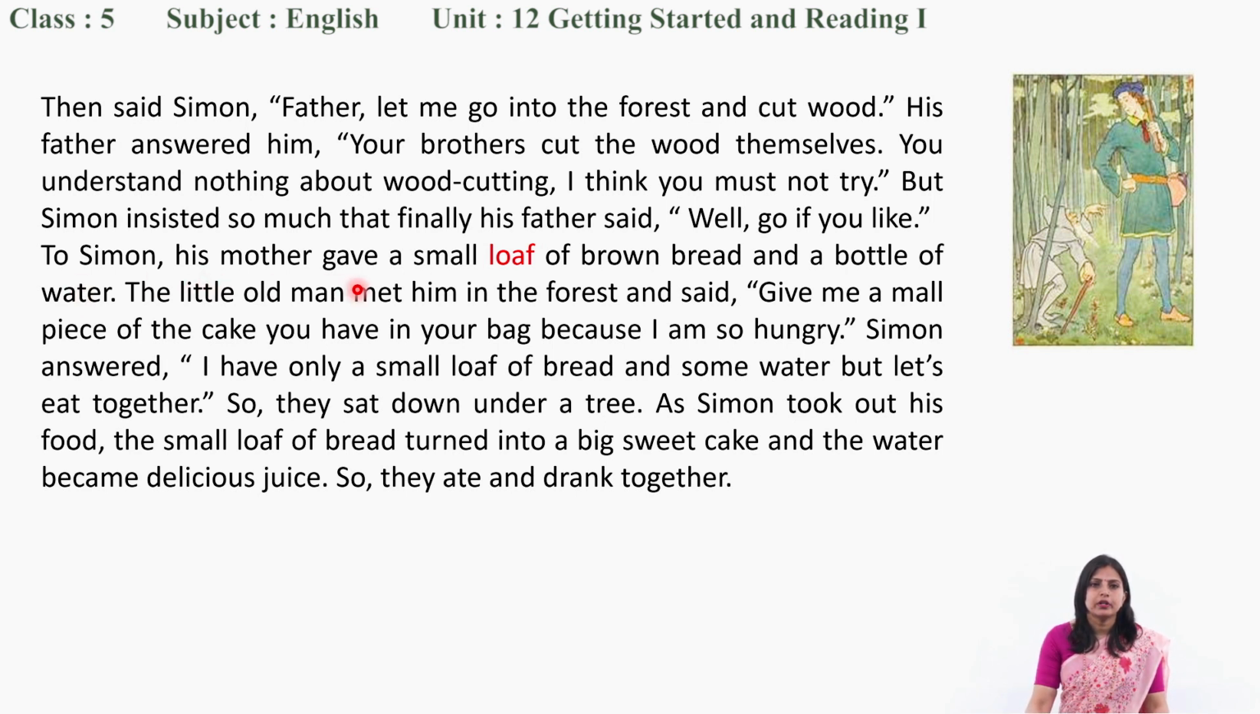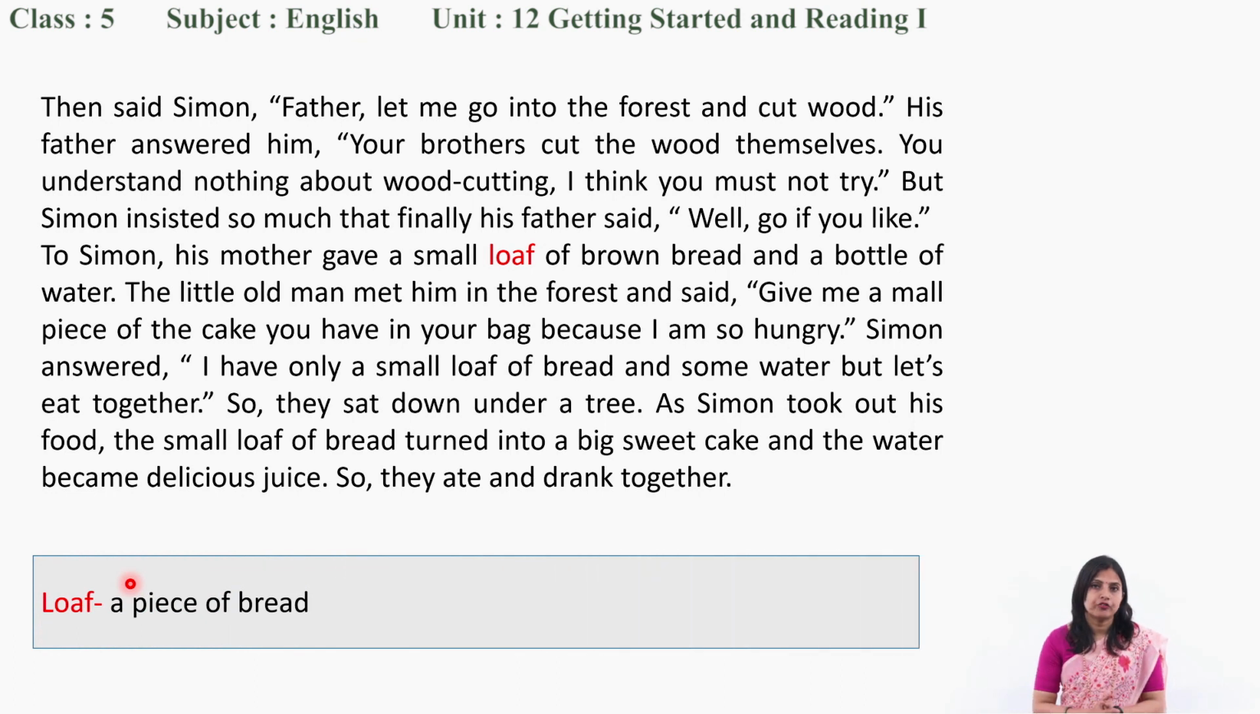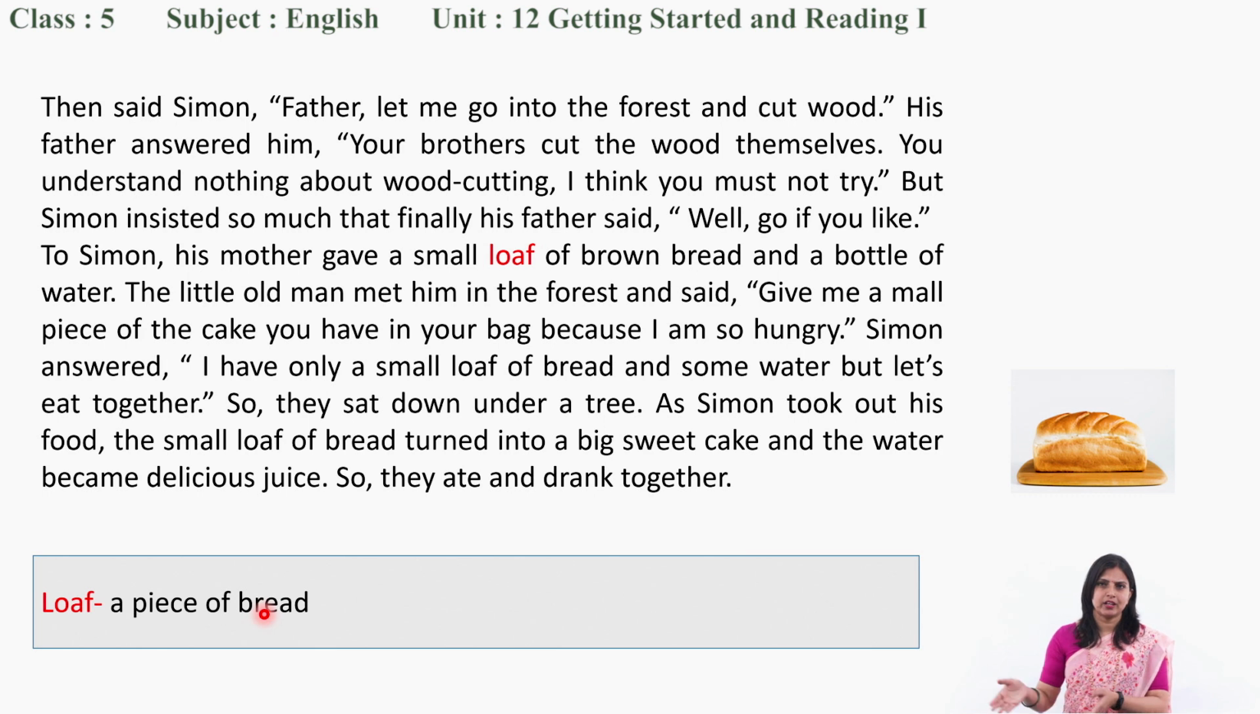To Simon, his mother gave a small loaf of bread and a bottle of water. What do you mean by loaf? Loaf means a piece of bread like this. See? Because they didn't think that he will actually cut the wood. They thought he will return back. Yes, the mother did not give him the same lunch as she had given to his elder brothers.